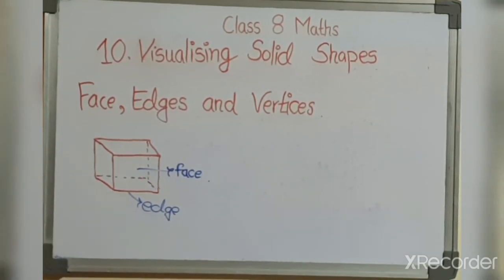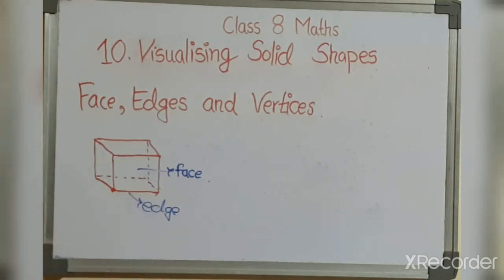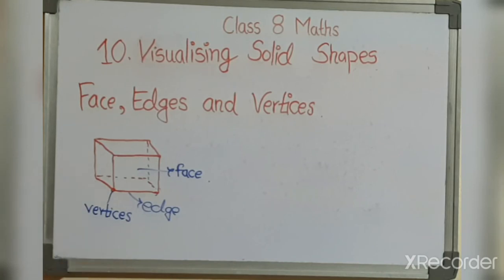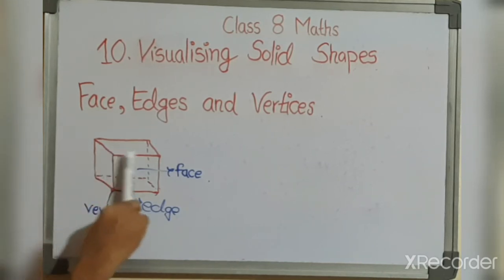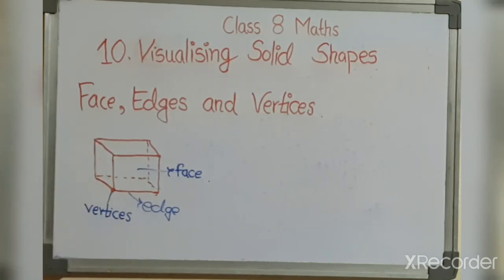Now let's see what is vertices. Vertices is a point at which 3 edges of a solid meet. So in this solid we see that where 3 edges are meeting, so at this point they are meeting. So we are going to name this point as vertices. There are many vertices here. This one, this one and this one. So there are these number of vertices in it.